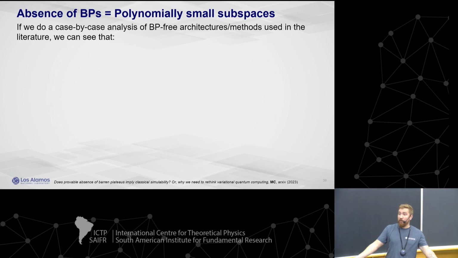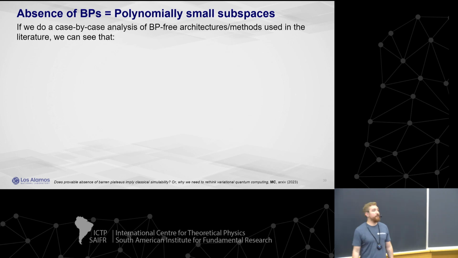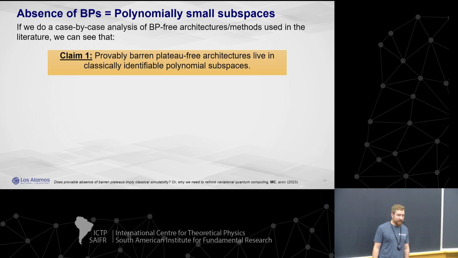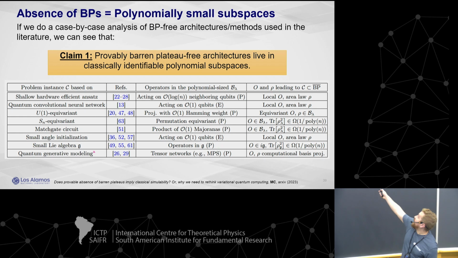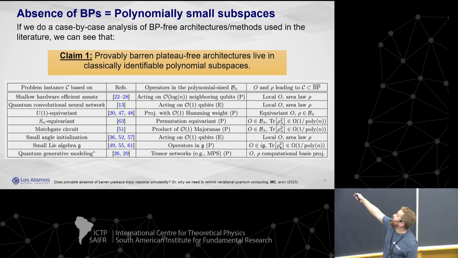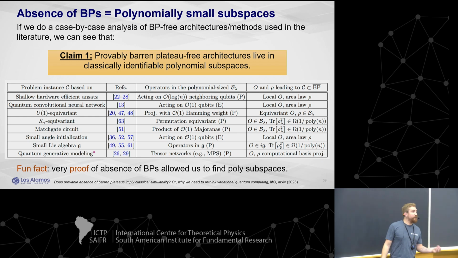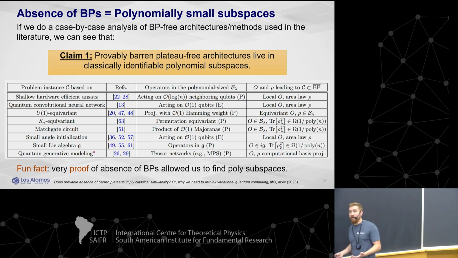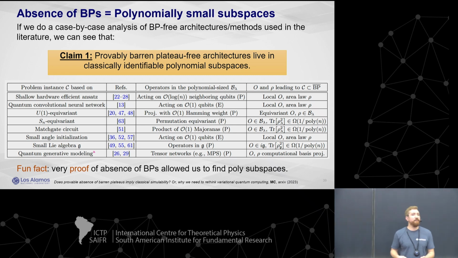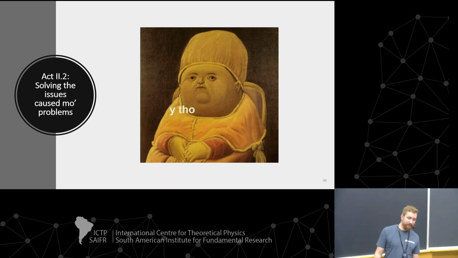So we just took all the examples in the literature of circuits that don't have Barren plateaus, and we've shown that this is true. We can actually identify the polynomially small subspace that you live in. And something that is fun is that it is the actual proof of Barren plateaus that allows us to identify these subspaces. Because when you do Barren plateaus, you're trying to keep track of what are the components of your Heisenberg evolved measurement operator that will lead to large gradients. And it turns out that there's always something that lives in some very small subspace. So this was a problem.